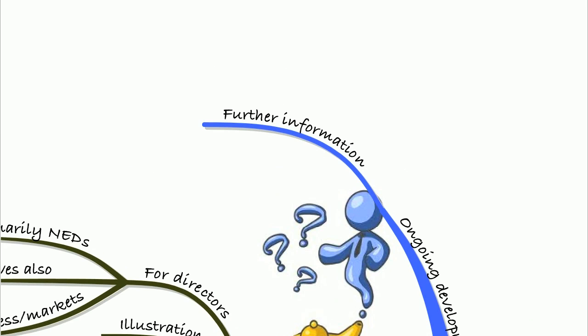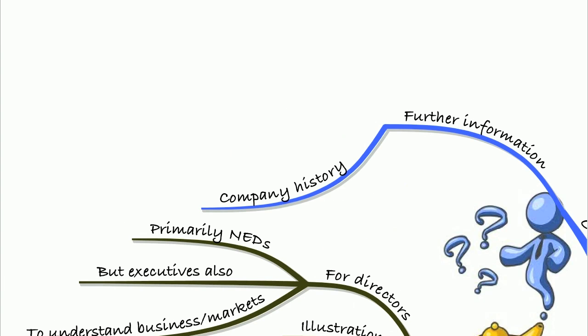So the further information that they'll be given on an ongoing basis will be, first of all, the company history. So they'll need to understand what that company's done in the past in order to maybe advise on how they should proceed into the future. That will also give them an insight into what has worked in the past, what maybe hasn't worked in the past, and how they can use that to develop the business on an ongoing basis. So they'll need to know the company history.